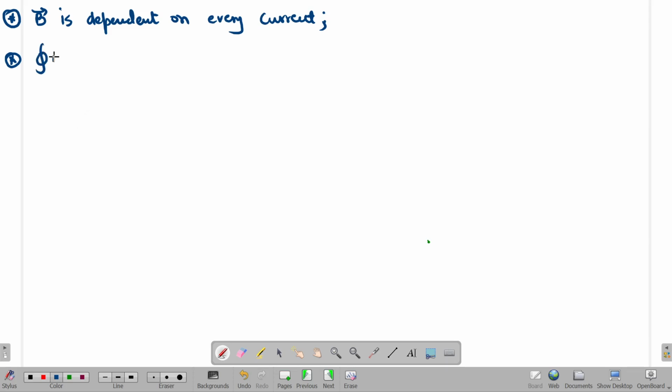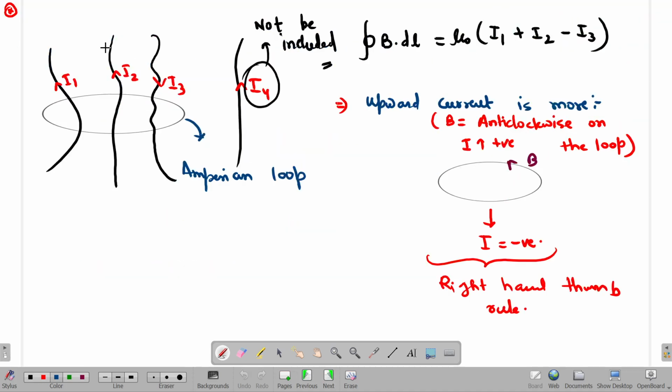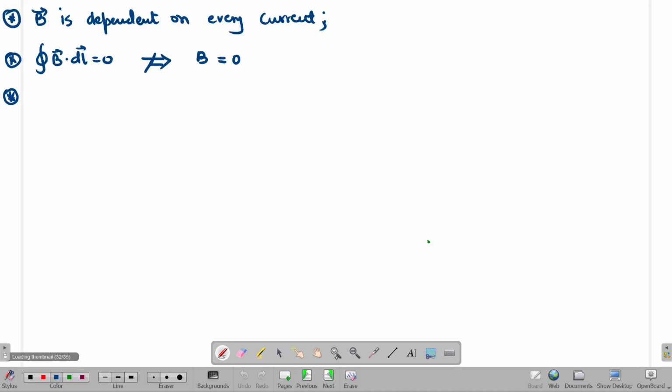Second thing, many people think that if B dot dl is 0, then the magnetic field is also 0, but that is incorrect. This does not imply that the magnetic field is also 0. The reason is very simple: due to the total current, the closed integral is becoming 0. But what about this I4? Still there is a magnetic field due to this I4. How come it will not be there? But we are not counting it.